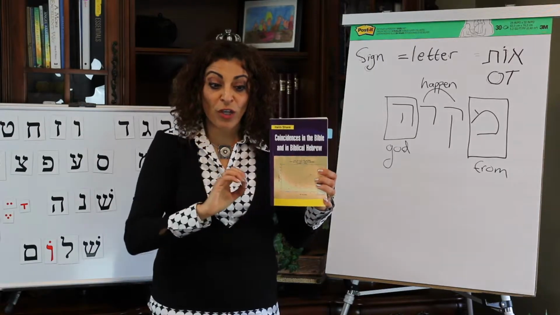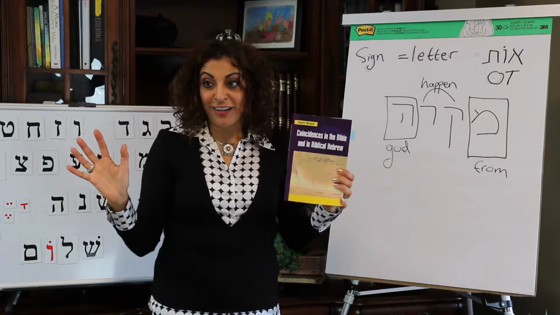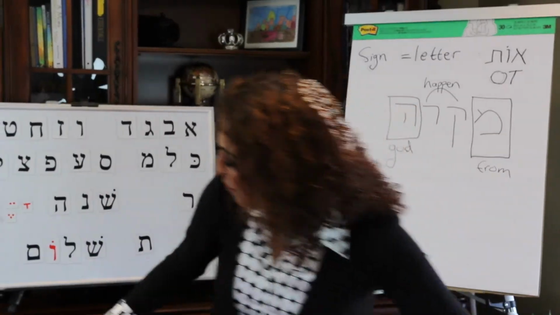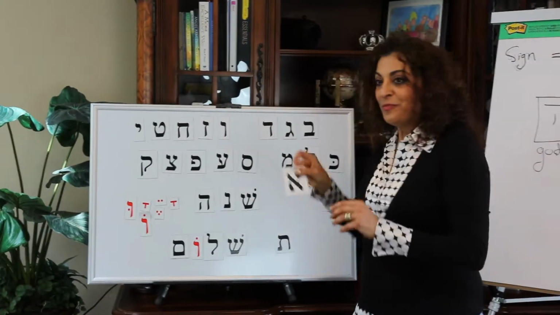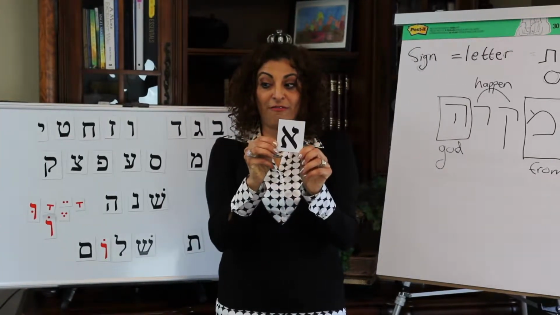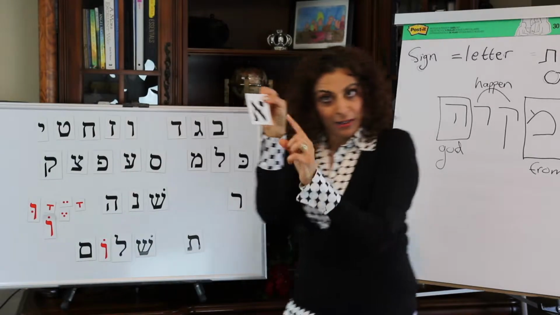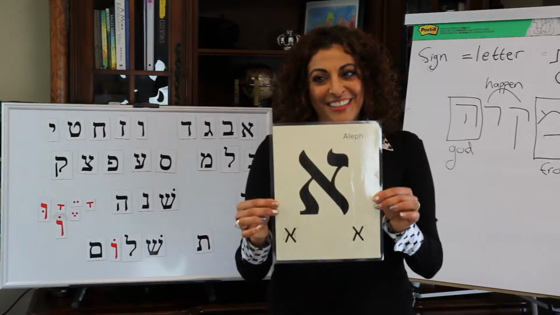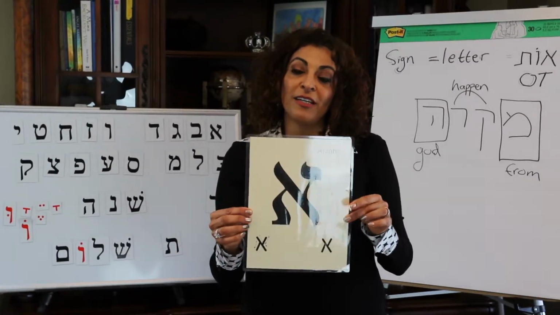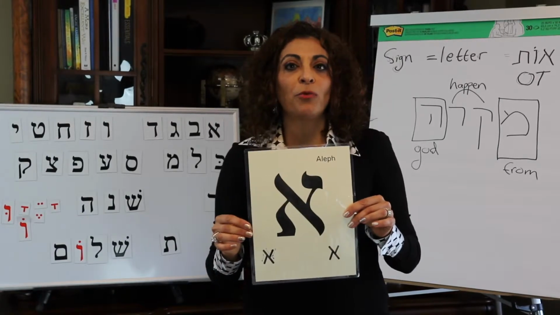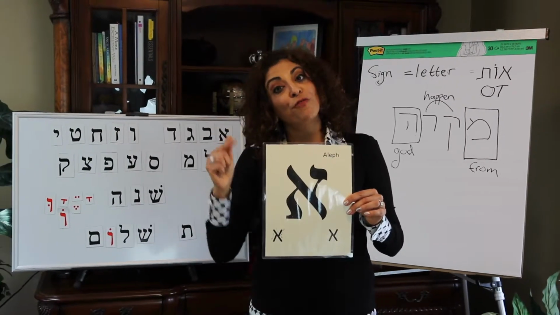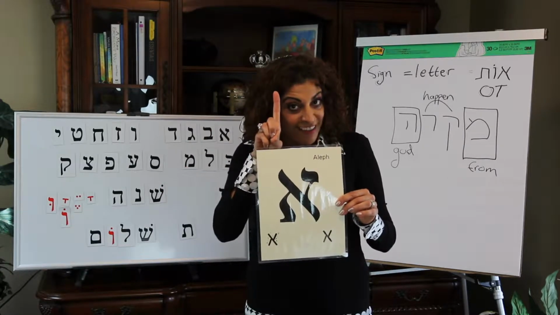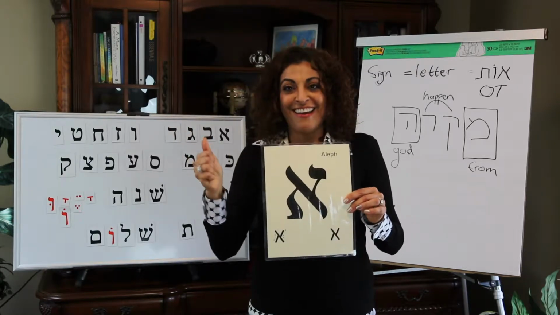Okay, now that I did all this beginning work, let's get into learning the first letter. How's that? The first letter is Aleph. I have it in a very big way. This is the magnet, and it's going to go right in here, but I have it right here in a bigger one. This is Aleph, the first letter of the Hebrew alphabet. And because it's the first letter, what do you think its numerical value will be? One. Exactly.